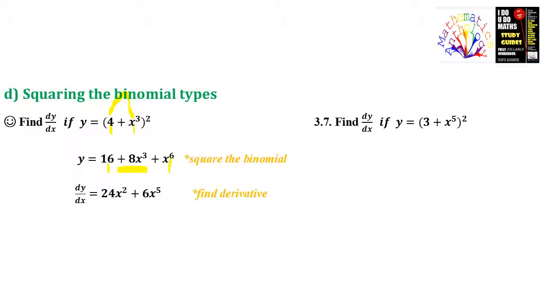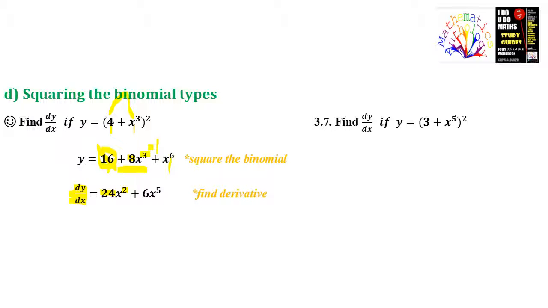Now that you have everything opened up into separate terms, you can find the derivative. They asked us for dy dx, so dy dx now is equal to, remember that 16, the derivative of a constant is 0, so we can ignore that. We can work with the next term. 8 times 3 gives me my 24 in the front, and I need to subtract 1 from the exponent. 3 minus 1 gives me an exponent of 2. So for 8x cubed, the derivative is 24x squared.